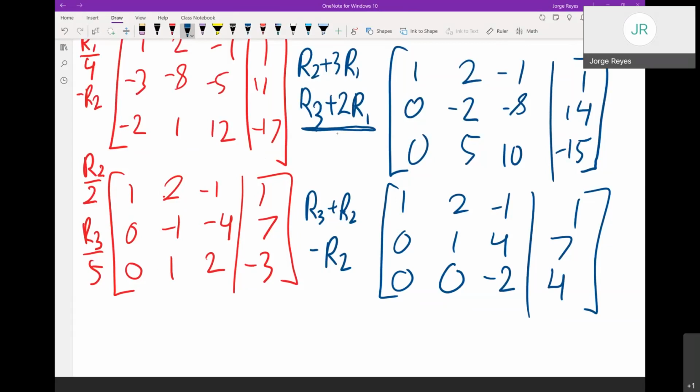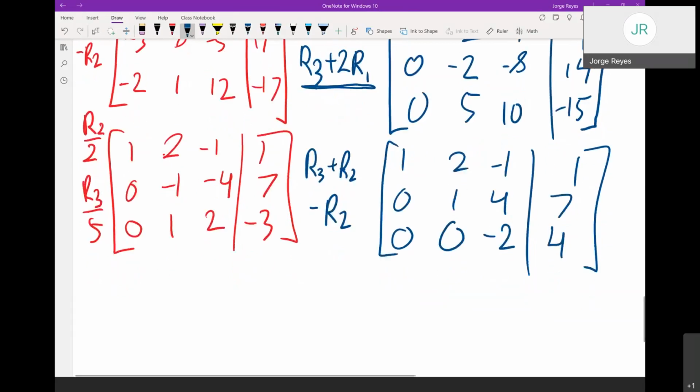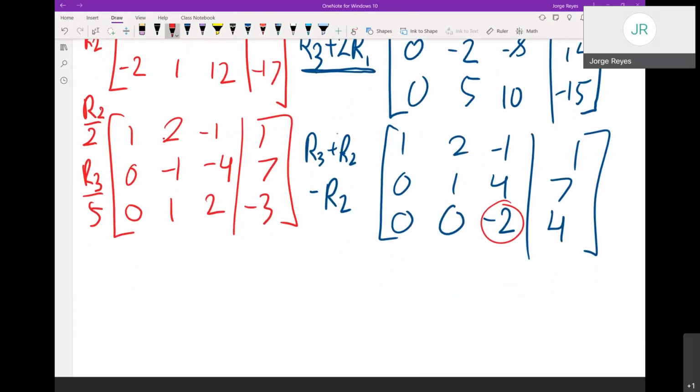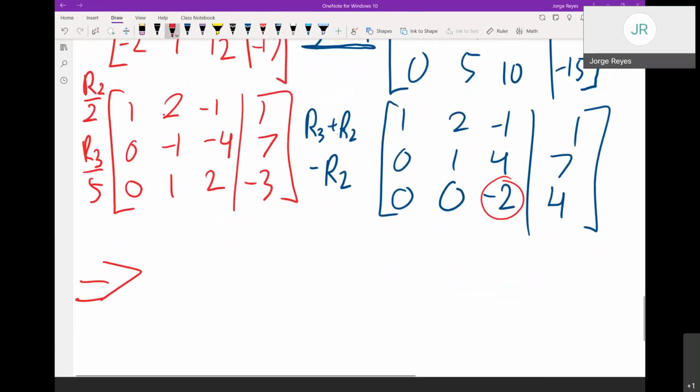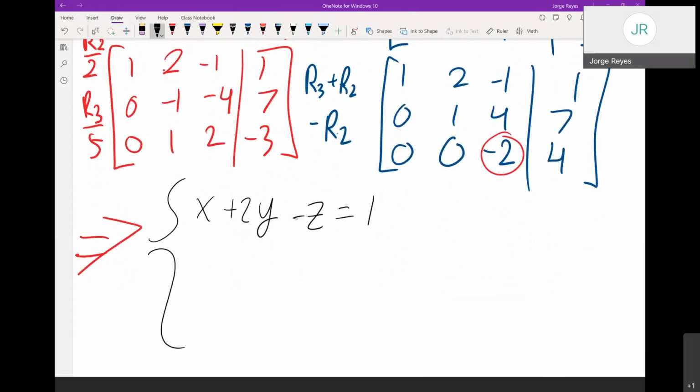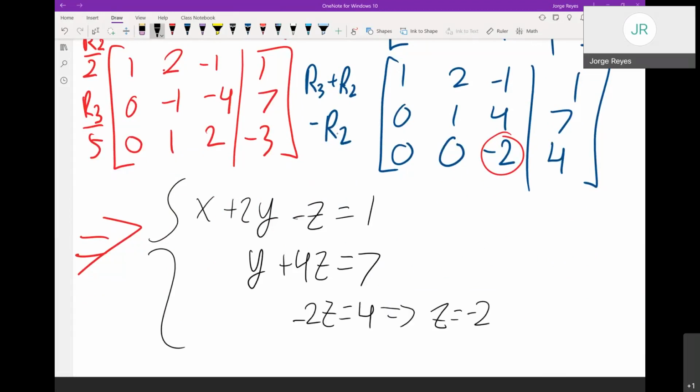All right, and then technically this is good enough for row echelon form. I know that this isn't a 1, but if we do back substitution right now, I'll show you. My system looks like this now: x plus 2y minus z equals 1. y plus 4z equals 7. -2z equals 4. You can solve this easily. z equals -2. Plug that in there.